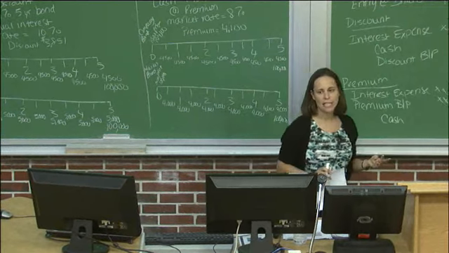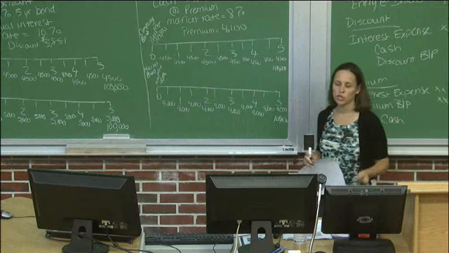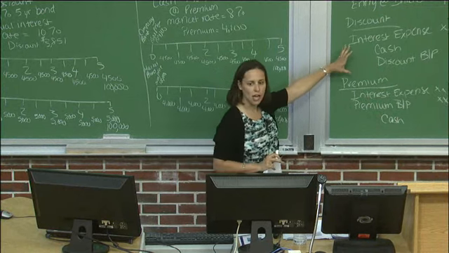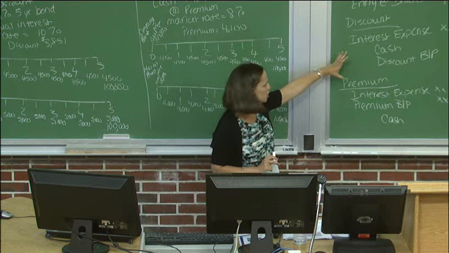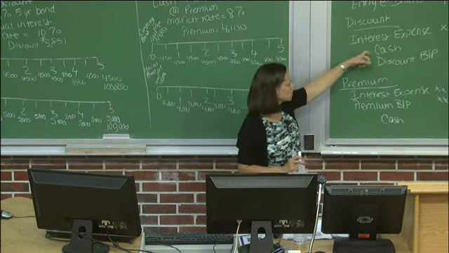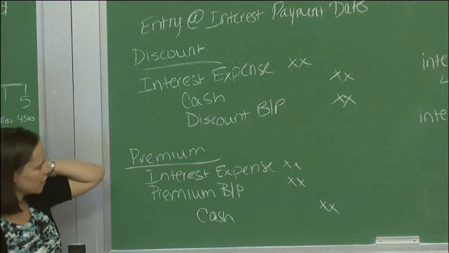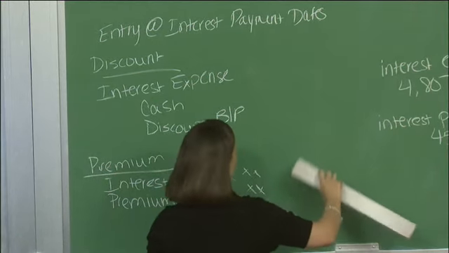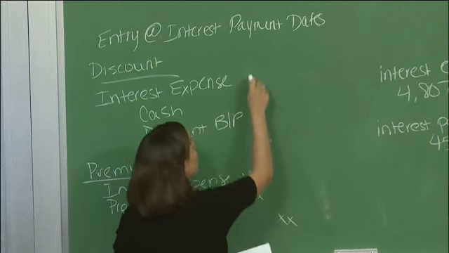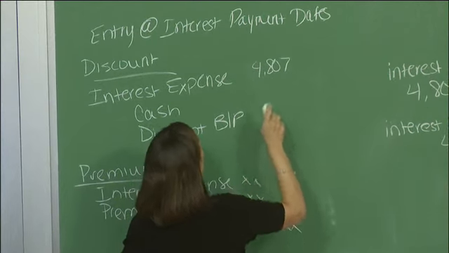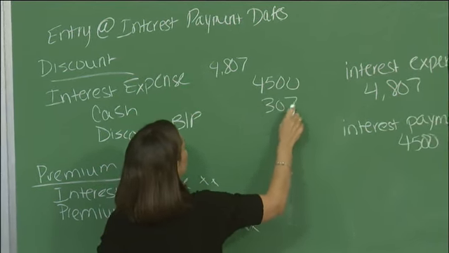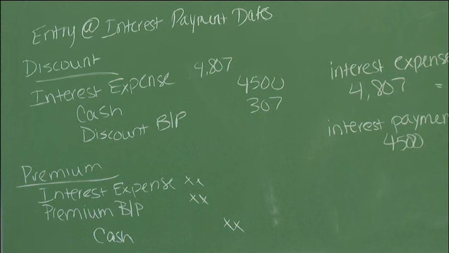Okay, once you calculate those two amounts, your discount on bonds payable becomes your plug number. Then all you have to know is how this journal entry is structured. So debit interest expense, credit cash, credit discount. So you just fill these in. So interest expense, $4,807, cash, $4,500. Which means the discount on bonds payable is $307.